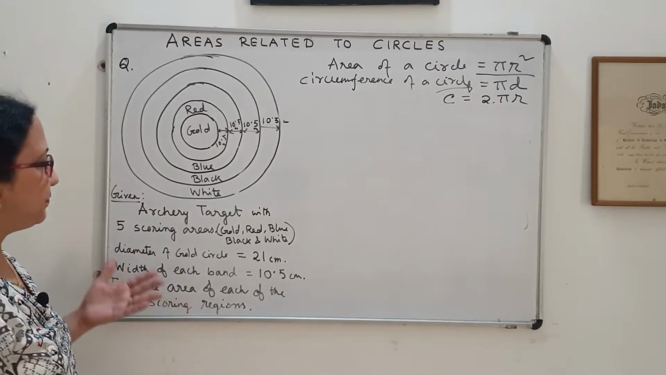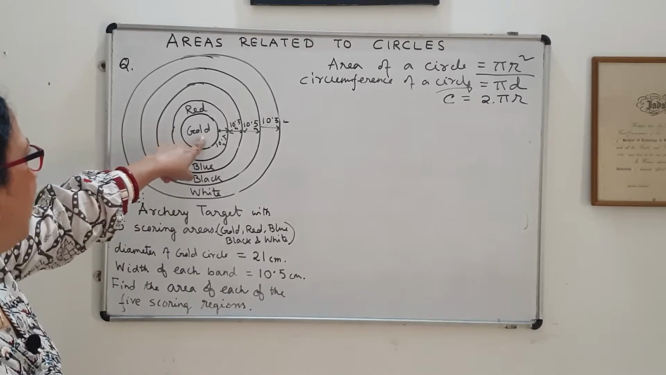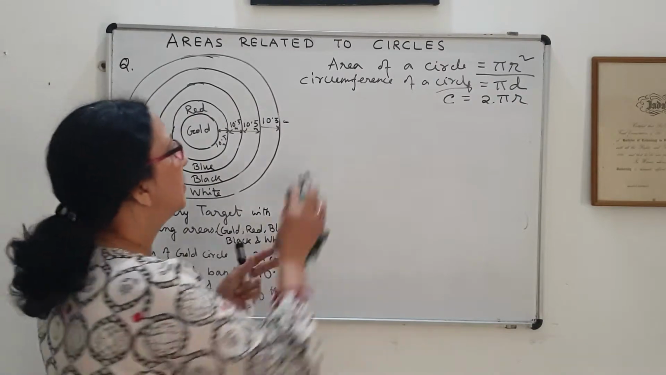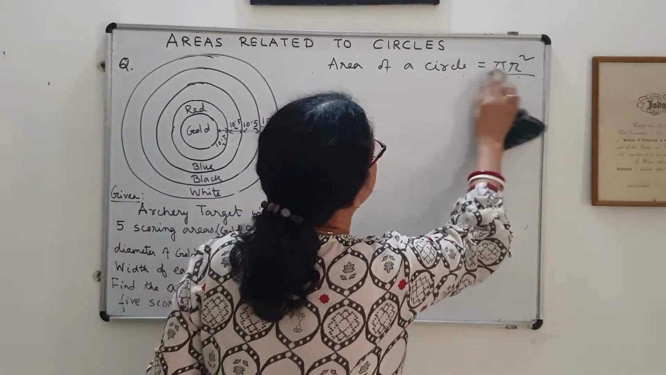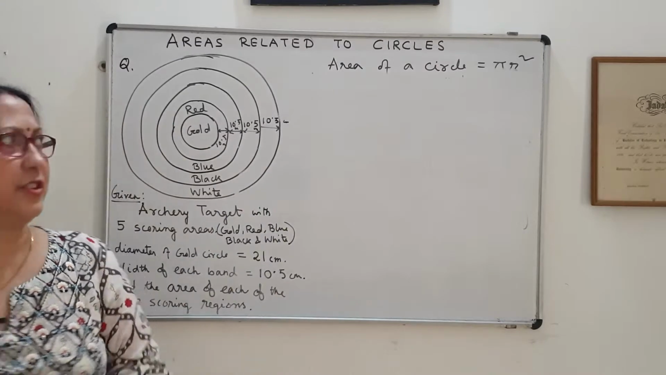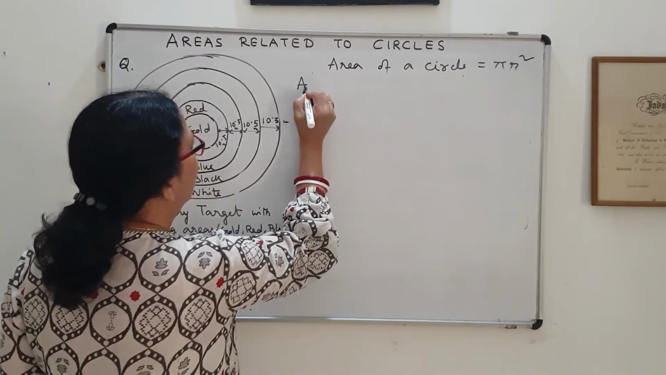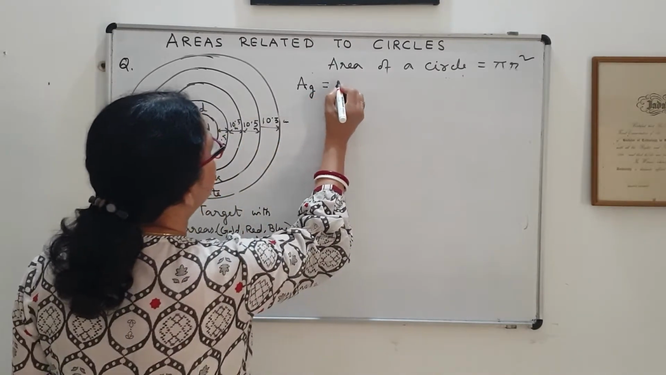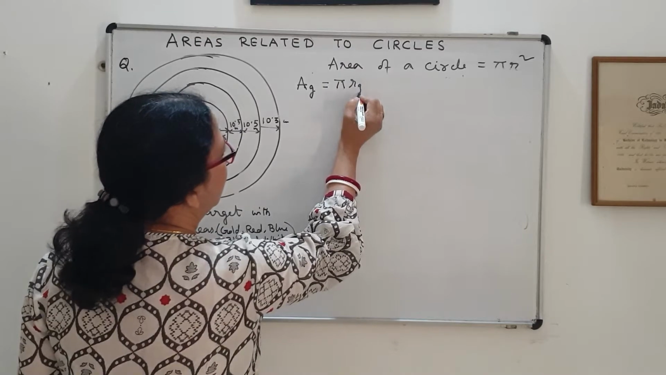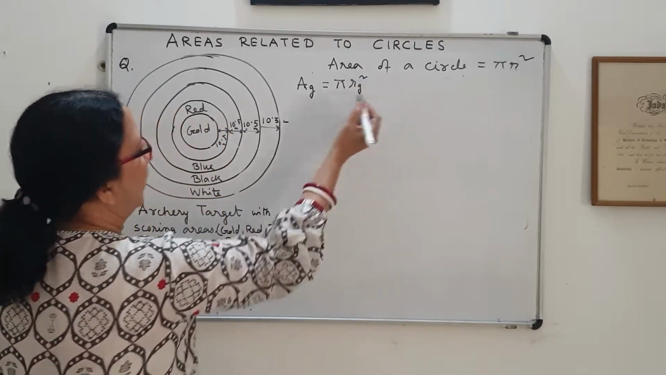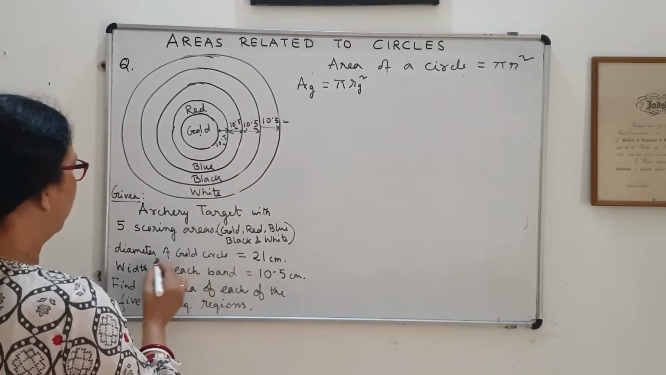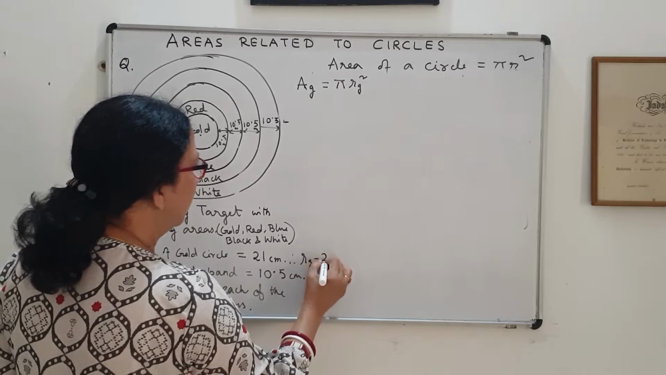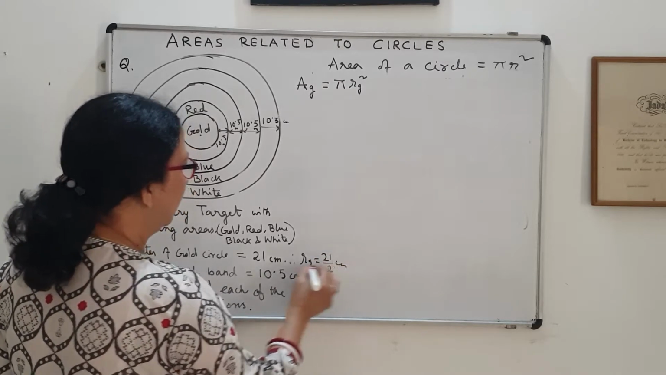Now, you see, for the first one it is very simple. How to find out the area of the gold is simply we will be using this pi r square, that we will be finding directly. So, the first region, that is area of the gold scoring region, is simply a circular region, pi, radius of the gold circle square, pi r square. Now, what is this Rg? Rg: diameter is given, so therefore Rg is 21/2 centimeter, half of the diameter.